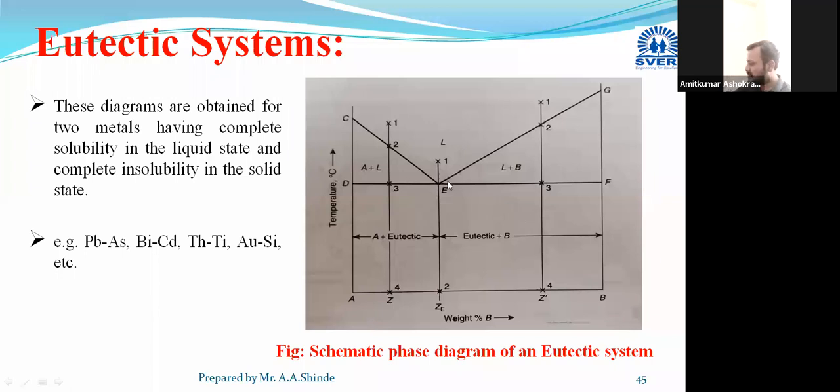This point is the eutectic point, and the temperature related to this point E will be termed as the eutectic temperature, and its corresponding composition, denoted by the letter ZE, for this eutectic point, will be termed as the eutectic composition. Okay, this point E is the eutectic point, its corresponding temperature is the eutectic temperature, and its corresponding composition is the eutectic composition.